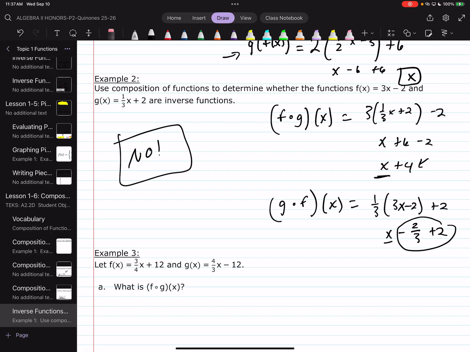Yes, Eva. That doesn't matter. If we're asking if they are inverses of each other, it wouldn't matter. It has to be equal to x. That's how we know they're inverses of each other. So cool if they end up equaling the same thing once I compose them together. But if they do not equal x, they are not inverses of each other. Does that answer your question? Fantastic. Can I answer any other questions?